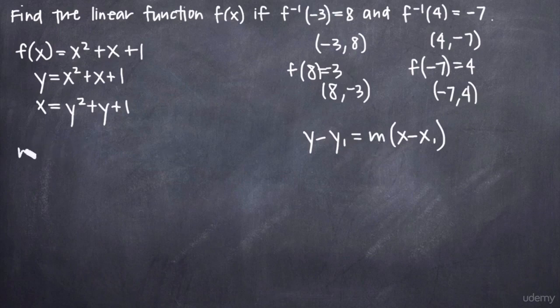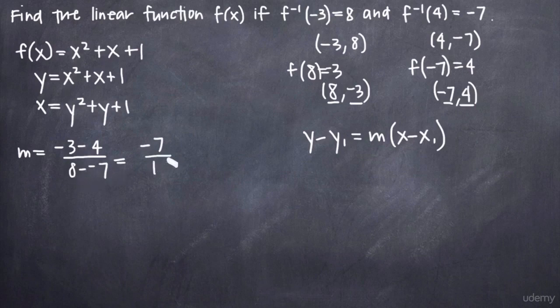In order to solve for m, we'll take the y value here, negative 3, and subtract the other y value, 4, and divide that by our first x value, 8, minus our second x value, negative 7. When we simplify this, negative 3 minus 4 gives us negative 7, divided by 8 minus a negative 7, which is 8 plus 7, which is 15. So now we have m equal to negative 7 over 15, in other words, a slope of negative 7/15.